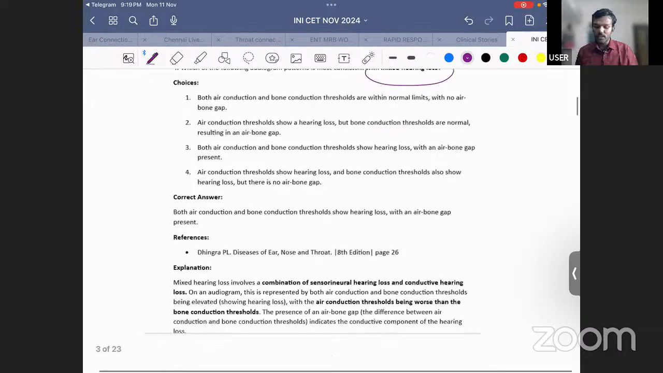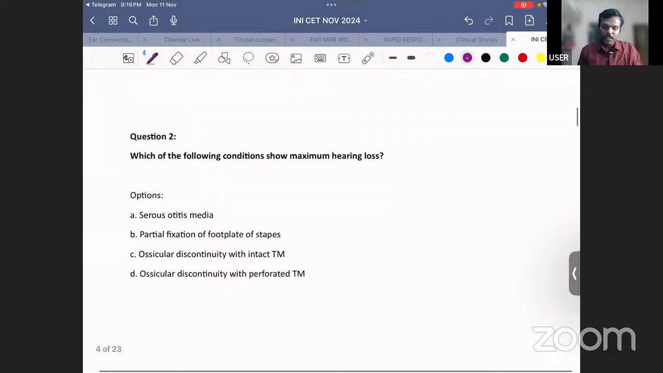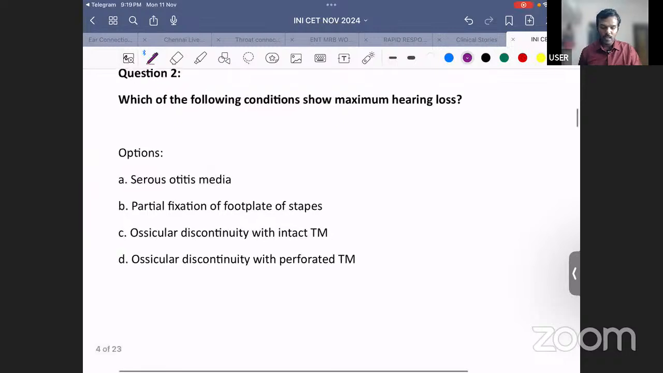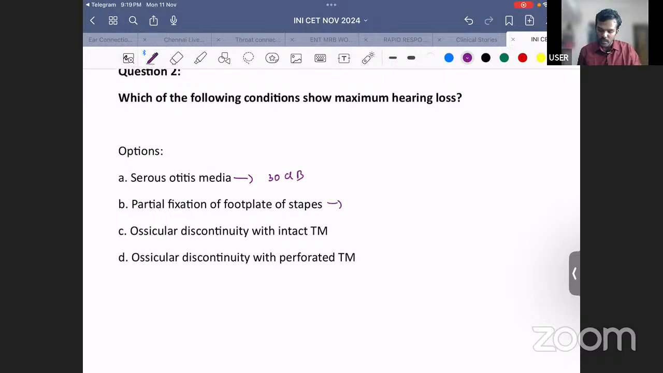Next question, something similar, on hearing loss classification. Out of these pictures, which has maximum hearing loss? See here, serous otitis media will have hearing loss around 30 decibel. Stapes footplate fixation again will be around 30 to 40 decibel. Ossicular discontinuity with intact TM will be around 60 decibel loss.